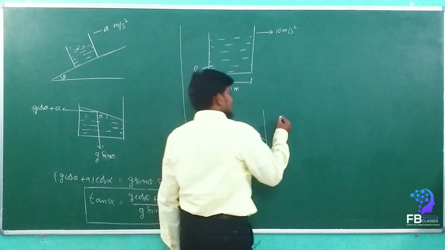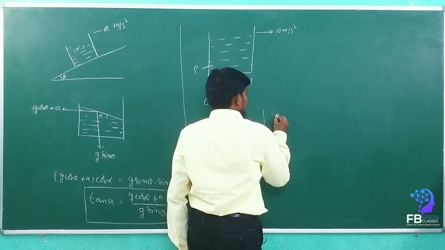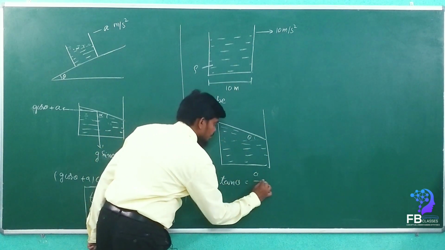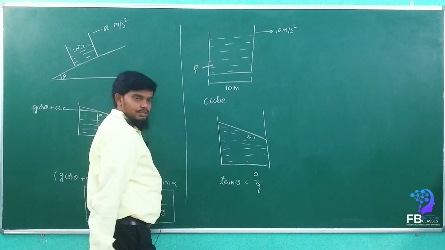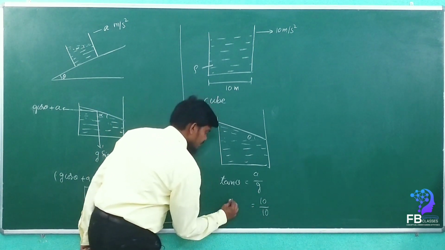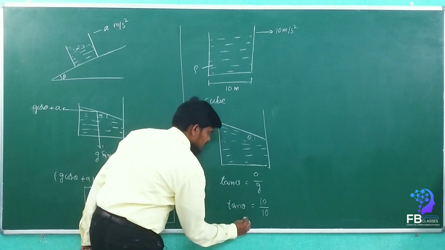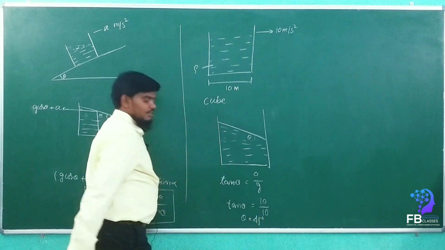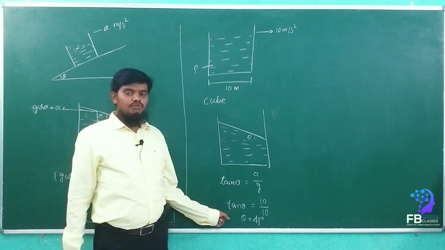So theta is equal to, my dears, tan theta. So can I write here? Tan theta is equal to a by g. That is equal to, a is how much, my dears? 10. g is also 10. So tan theta is equal to 1. Theta is equal to 45 degrees. Got it? So theta is equal to 45 degrees.